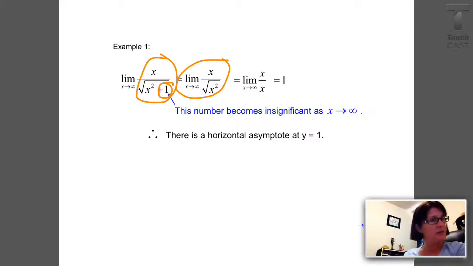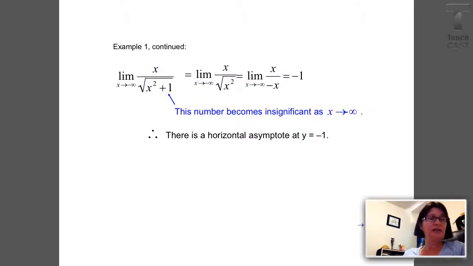But that's something we can simplify algebraically. The square root of x squared, as long as x is positive, is just x. Now we want to take a limit of x over x. Well, x over x, no matter what you do, is always equal to 1. So the limit as x approaches infinity of x over the square root of x squared plus 1 equals 1. And based on what we learned in the last couple of slides, this means this function will have a horizontal asymptote at y equals 1.